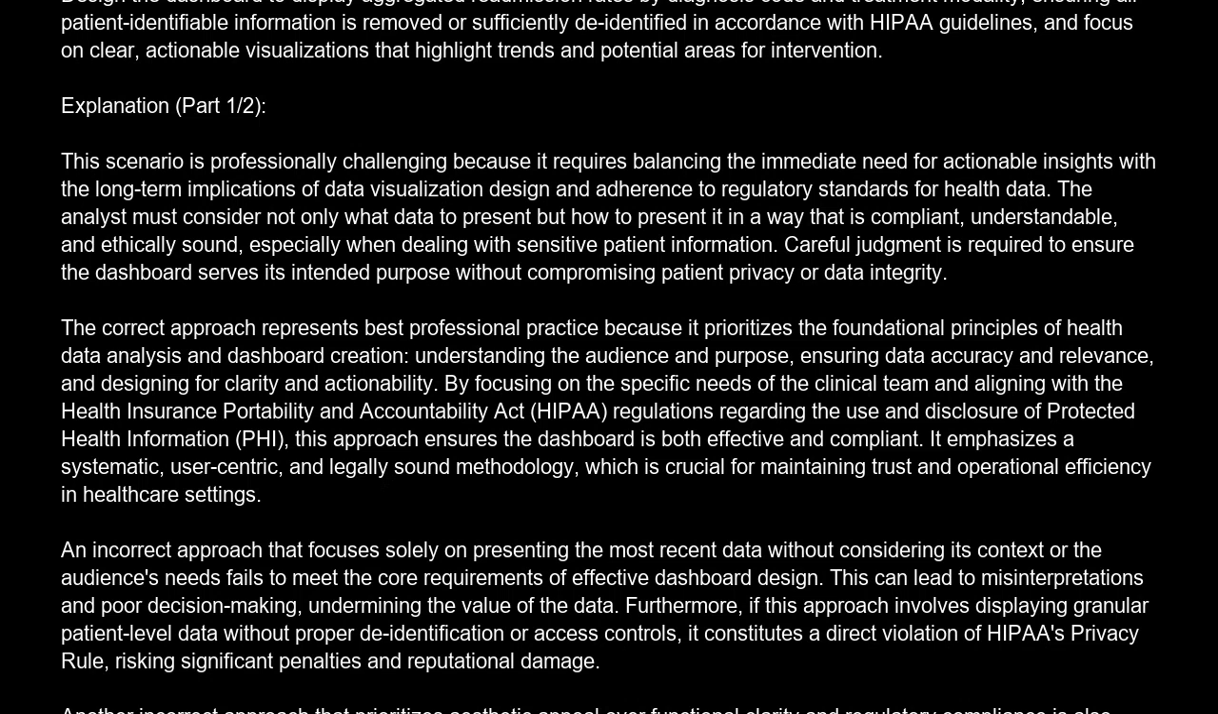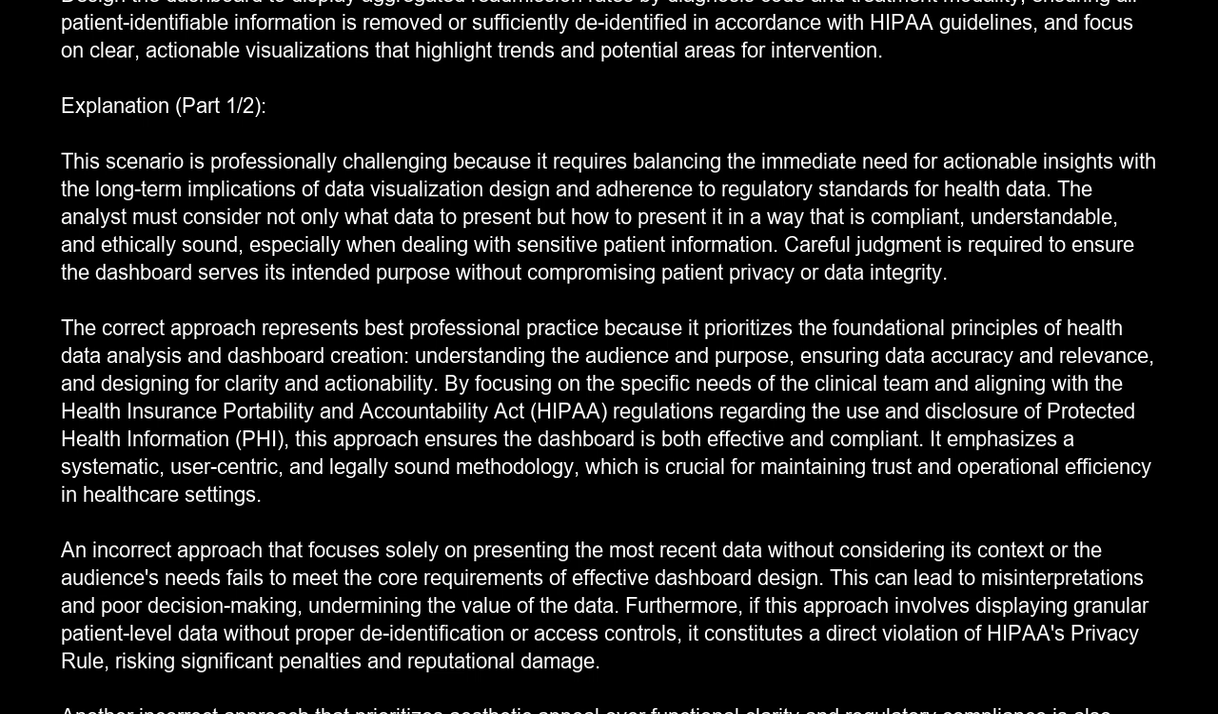Correct answer is A. Design the dashboard to display aggregated readmission rates by diagnosis code and treatment modality, ensuring all patient-identifiable information is removed or sufficiently de-identified in accordance with HIPAA guidelines, and focus on clear, actionable visualizations that highlight trends and potential areas for intervention.